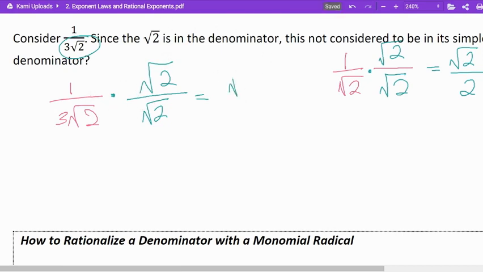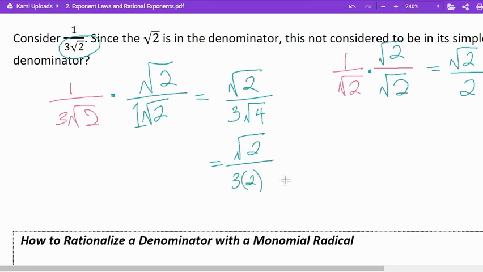So 1 times root 2 is still root 2. 3 root 2 times just root 2. If it helps, you put a 1 in front as the coefficient. Oh, it's just going to be 3. Now it's up to you. Are you going to say root 4? Or are you going to jump straight to saying, well, I know that root 4 is just 2, right? I usually skip this step, but you can keep it if that helps.